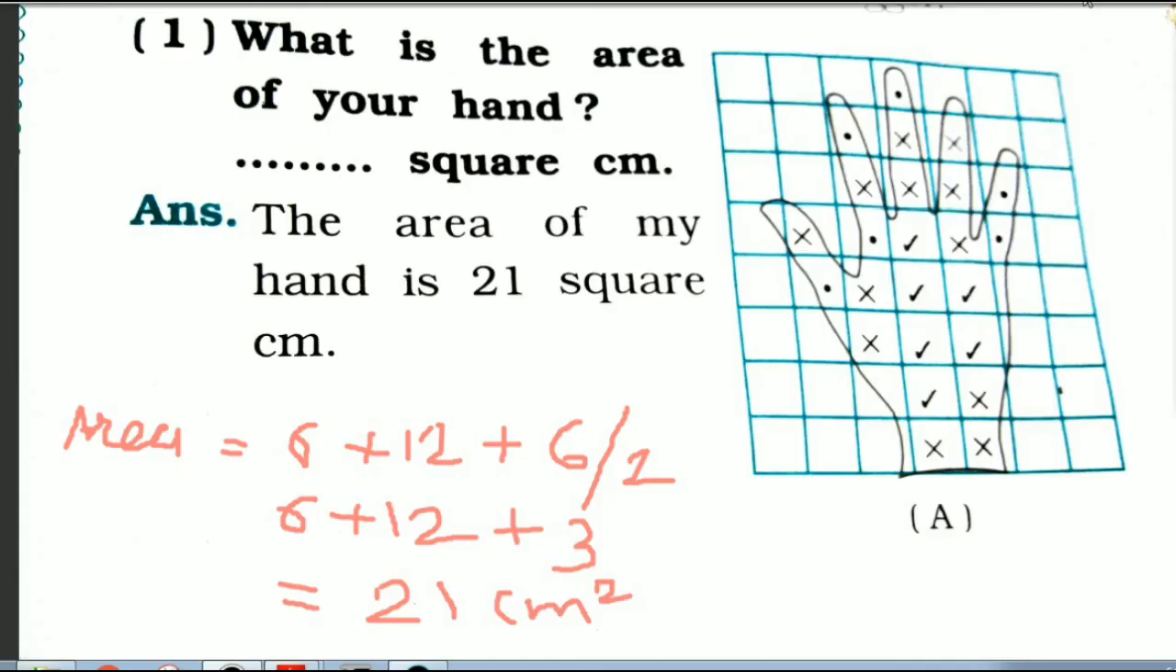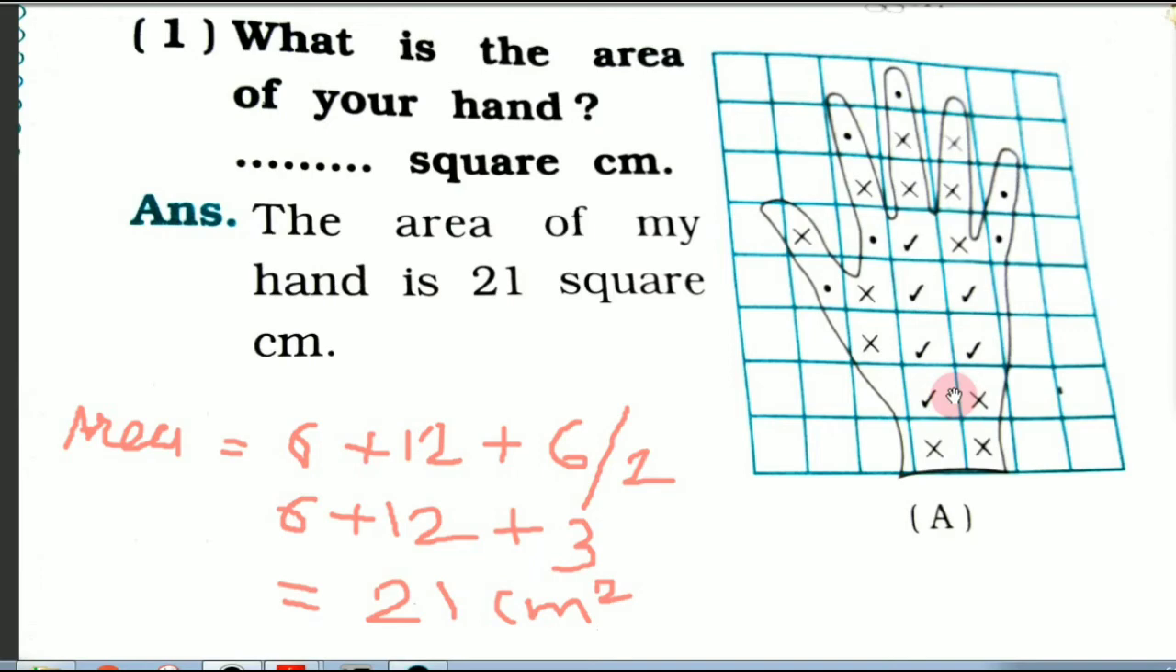Here is an example to calculate the area of your hand. Here in this hand, number of complete square are marked with tick mark, correct sign, and the number of more than half filled squares are marked with cross sign, and number of half squares are marked with dot. Okay, now let's calculate. So number of complete square is equal to 1, 2, 3, 4, 5, 6. So number of complete square is equal to 6.